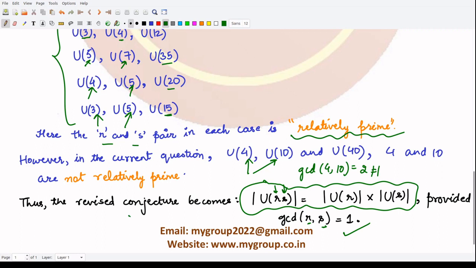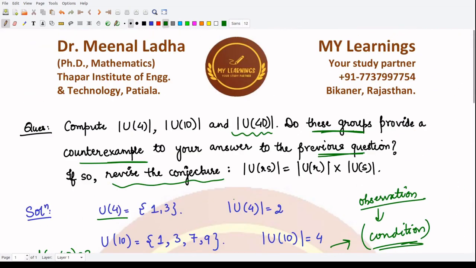However, this is just a conjecture. We have not yet proved it, right? Once you prove it for all the groups, then this becomes the result. Correct? So I hope you understood this question well.